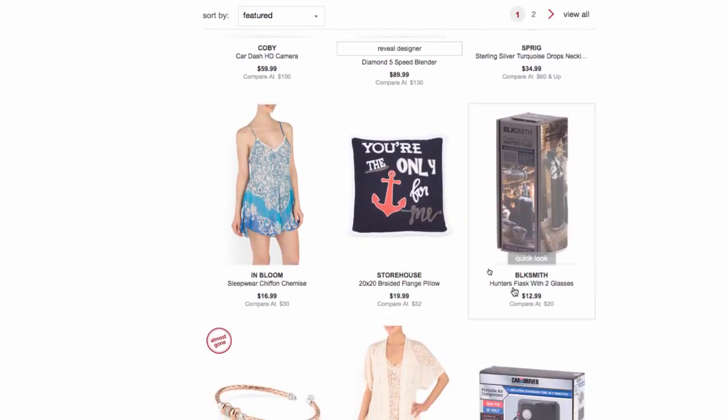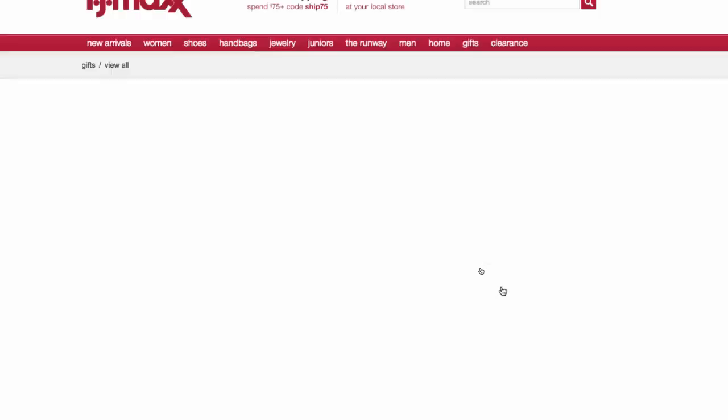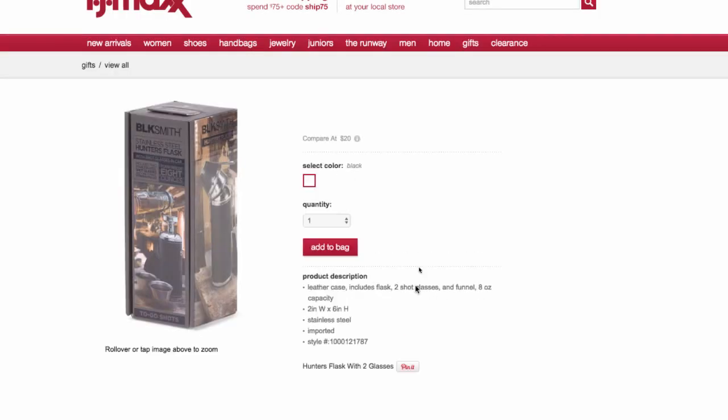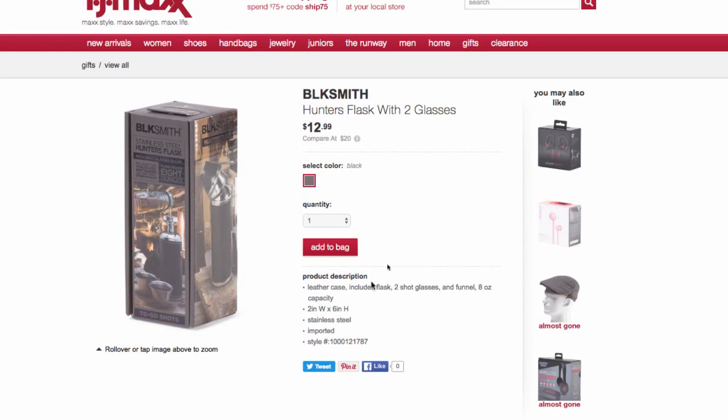This was one that stuck with me because I love how TJ Maxx again just tells me the search term. I have no idea about this brand, Blacksmith. I don't know if they're good, bad, or ugly, but here's what I do know. I absolutely love this search term. Hunter's flask with 2 glasses. Okay, that is awesome. Let's go ahead and dive into this. Again, TJ Maxx does an absolutely horrible job really explaining this item, but it does a great job of saying, hey, look, we think this is a Hunter's flask with 2 glasses.